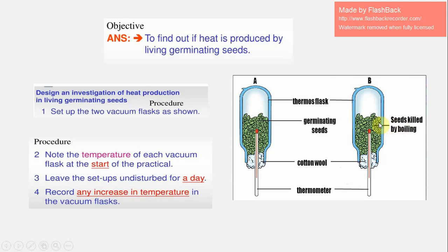Here in A, we have germinating seeds, but here we have boiled seeds. Boiled seeds, we kill the seeds. We boil them in order to kill the enzymes. So the seeds now in B flask cannot germinate, while in A they can.